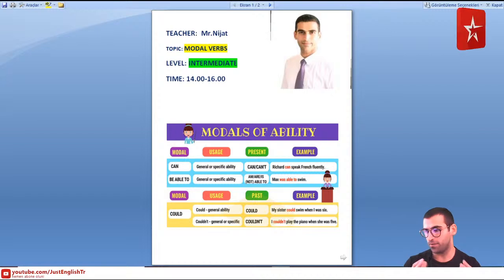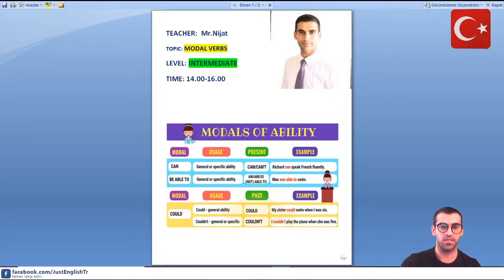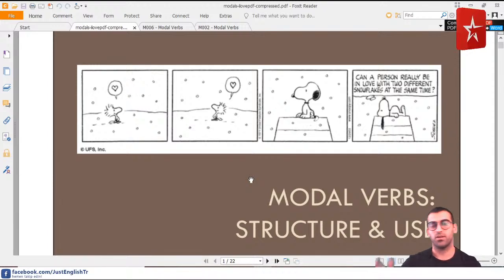Okay, if you are ready, we can start to talk about the modal verbs. As far as I remember, in the last lesson, last week, I talked about the topic of can, could, be able to. And in today's lesson, I will be talking about more. I will go deeper. It means we will learn it in different ways, and we will review all modal verbs in English.